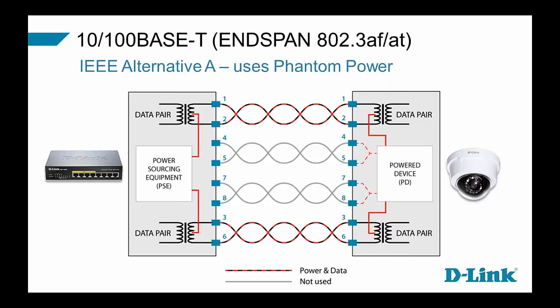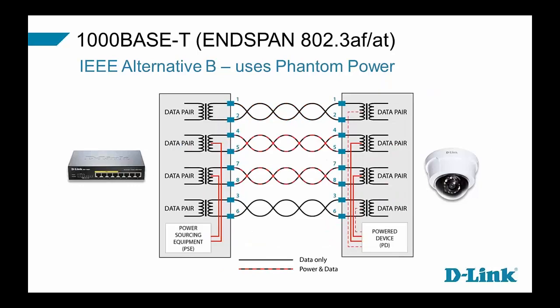The data and the power coexist. They don't really know about each other. They don't impact each other. It's done with a technique called phantom power. And the details of phantom power are a little bit beyond the scope of today's discussion, but just recognize that in this case, there's no issues using the same copper conductors for both the Ethernet data and the DC power. And in fact, in this situation, our spare pairs, 4, 5, 7, 8, are still unused.